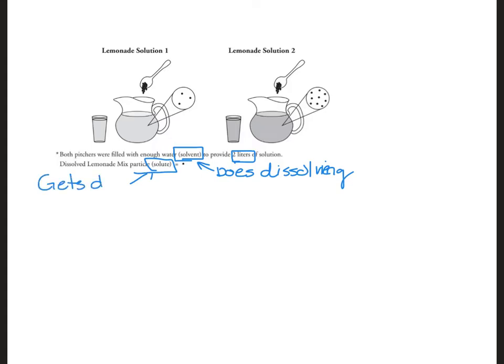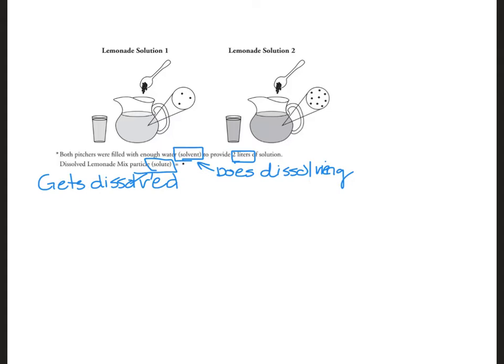All right. So the sugar or the mix or whatever, that would be your solute. And the solvent is whatever's doing the dissolving. So in this case, we've got water as our solvent, and our lemonade mix is our solute.